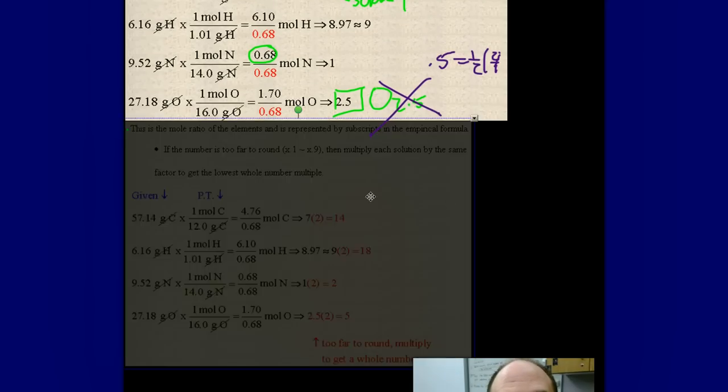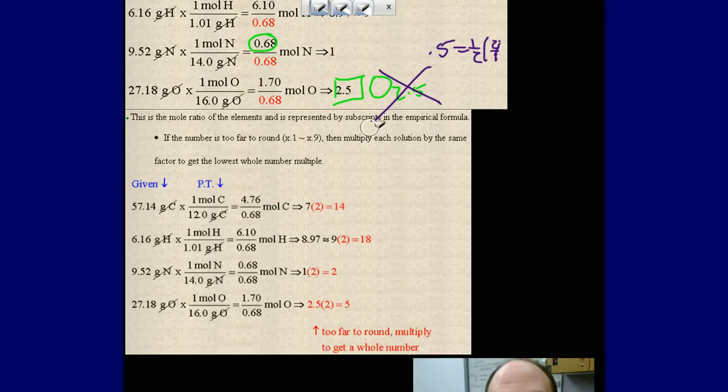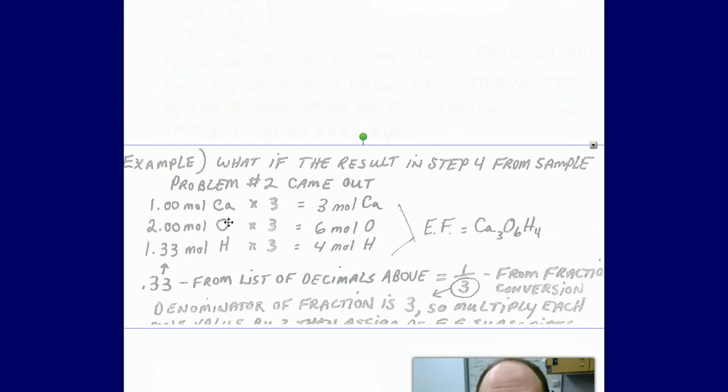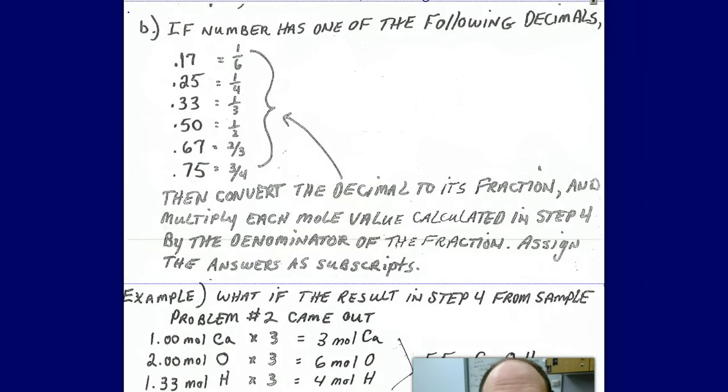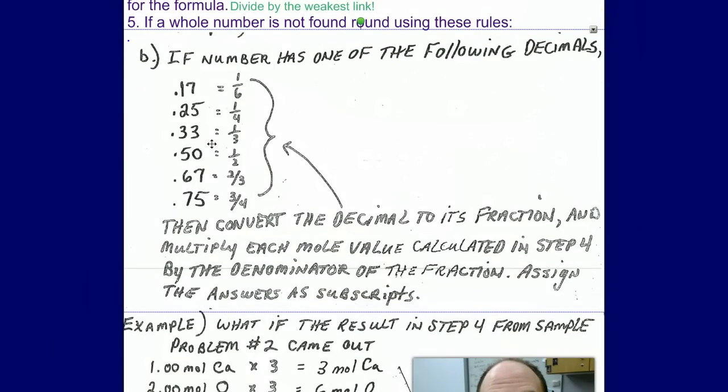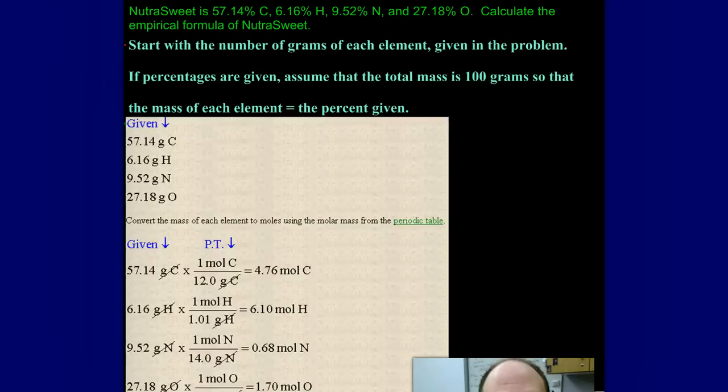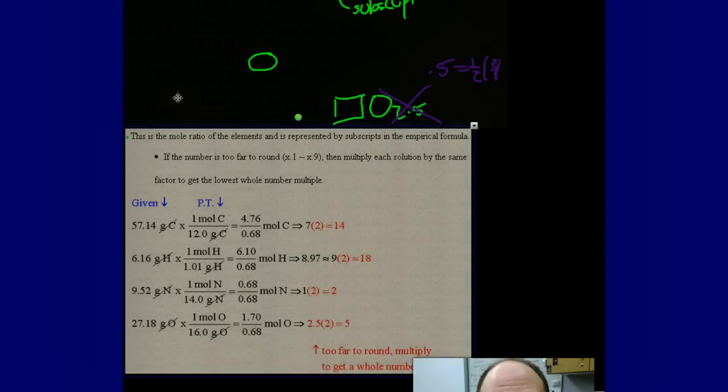If you take a look, this is where I end up multiplying by 2. So this mole ratio is represented as a subscript, which I was explaining there. If it is too far to round, so it's not close enough to the whole number, then you have to multiply each by that factor, which, if you remember, we looked at those examples in our notes. So that's where you're going to refer back to your notes and our sheet here. Remember that 0.5 is 1/2, so I'm going to multiply by 2, and that's what I am talking about in this example.